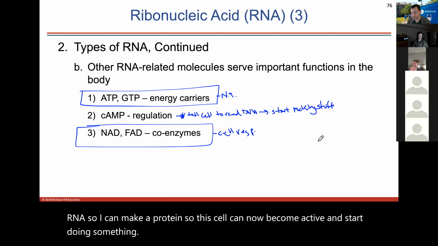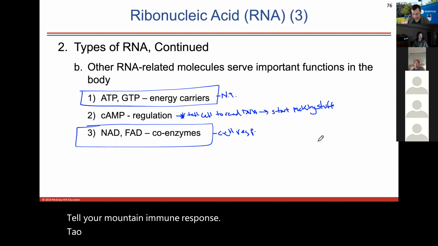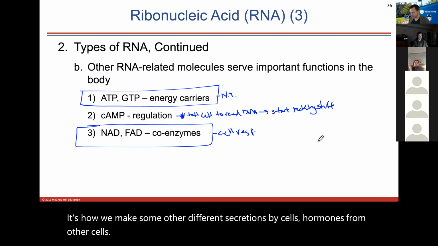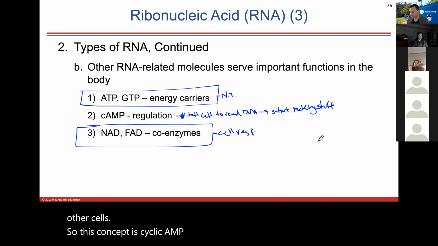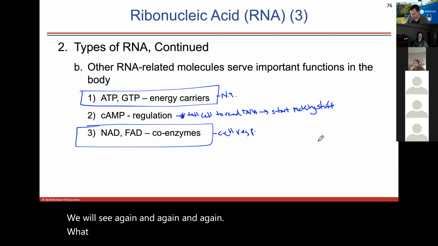It's how you mount an immune response. It's how a virus can sometimes get in and make the cell do its bidding. It's how we make some other different secretions by cells, hormones from other cells. So this concept of cyclic AMP is something that we will see again and again and again. What is cyclic AMP? It's basically a subtype of nucleic acid RNA.